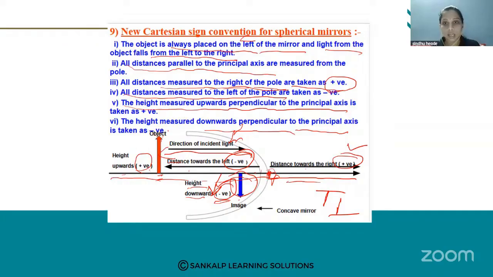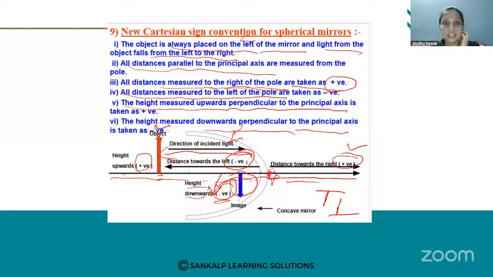These are all important concepts which we are going to remember. See, this sign convention is very, very important. So remember all these things. I will repeat it once. Listen carefully. First thing is, the object is always placed on the left side of the mirror, whether it may be a concave mirror or a convex mirror, the rule is the same.